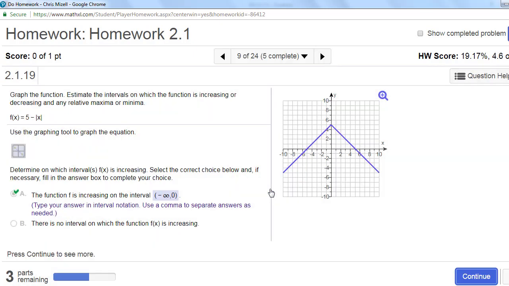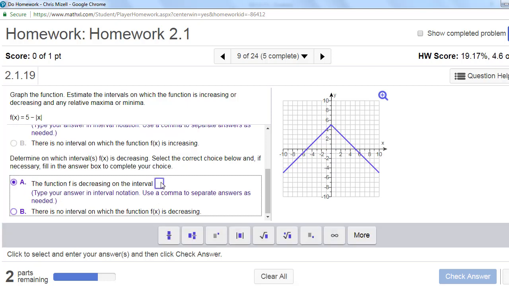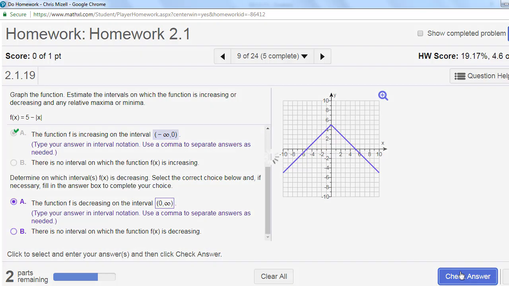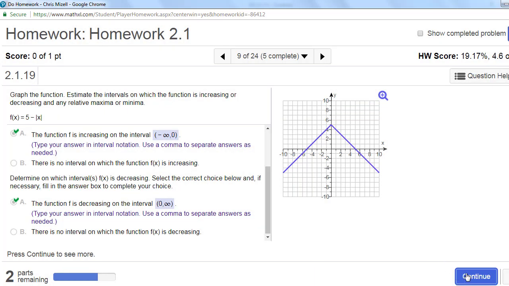Good. And it's going to ask us, where is it decreasing? I guess. Continue. The function f is decreasing, so it starts decreasing at 0, and it continues to fall forever. As far as we go to the right, it continues to decrease. So check it. And once we get the green light, we will continue.